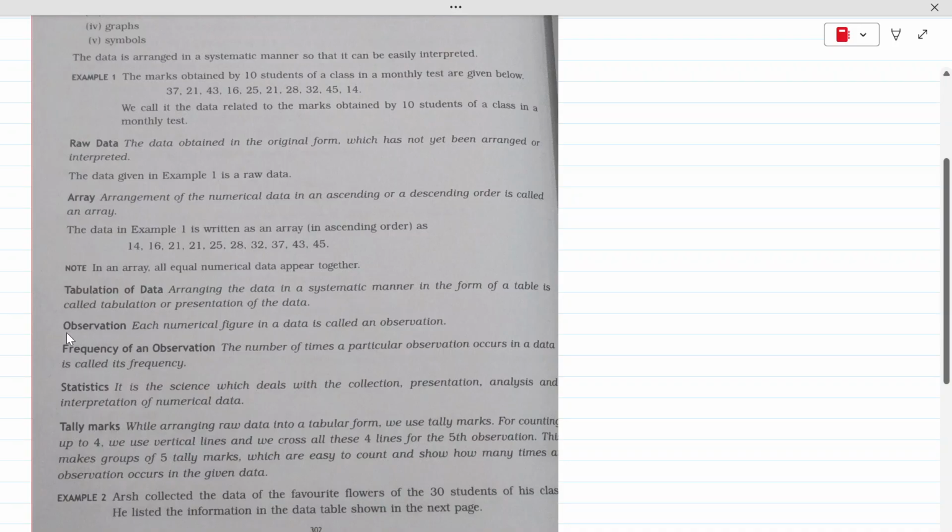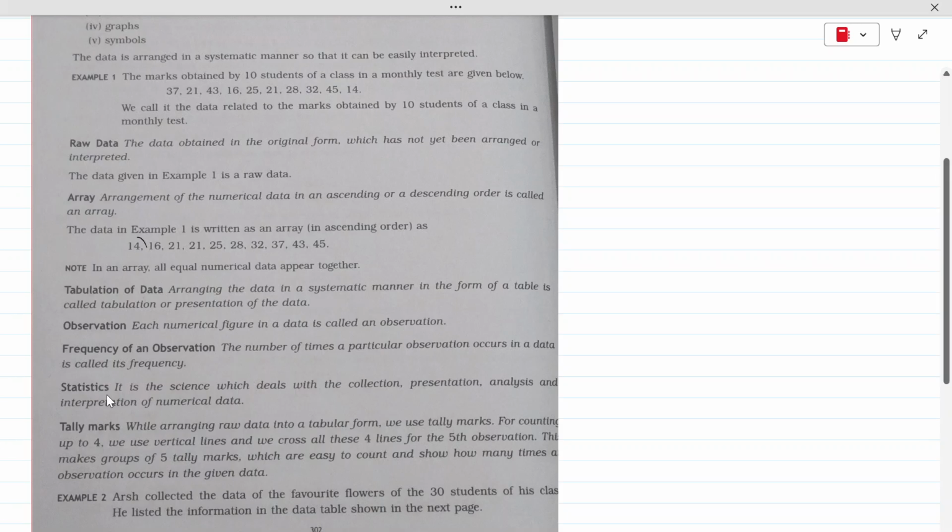Next, we have observation. So what is observation? Each figure in a data is called an observation. So all these numbers which are given to us in a data, they are the observations. Next, we have frequency of observation. So frequency, we know, is how many times that data is appearing. It is the number of times a particular observation occurs in the data, and that is called frequency. We have already made the frequency table in our NCERT book exercises, right?